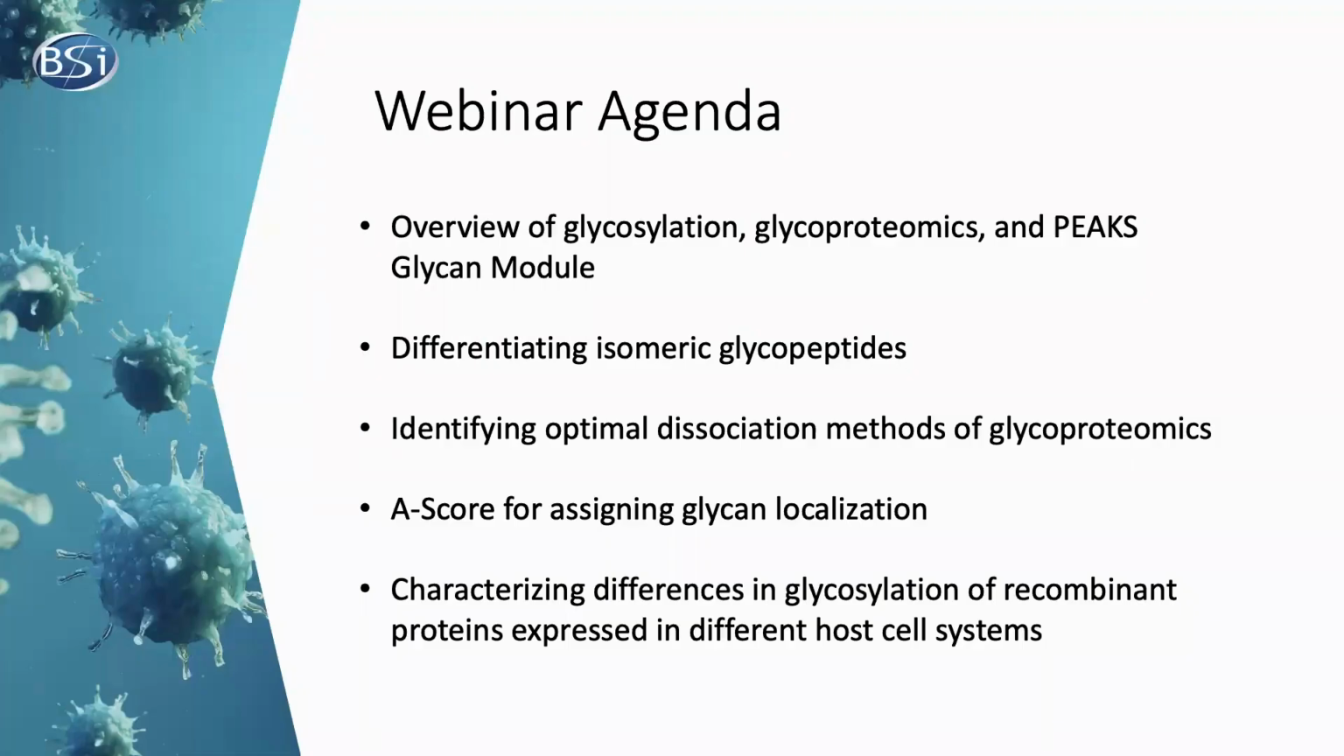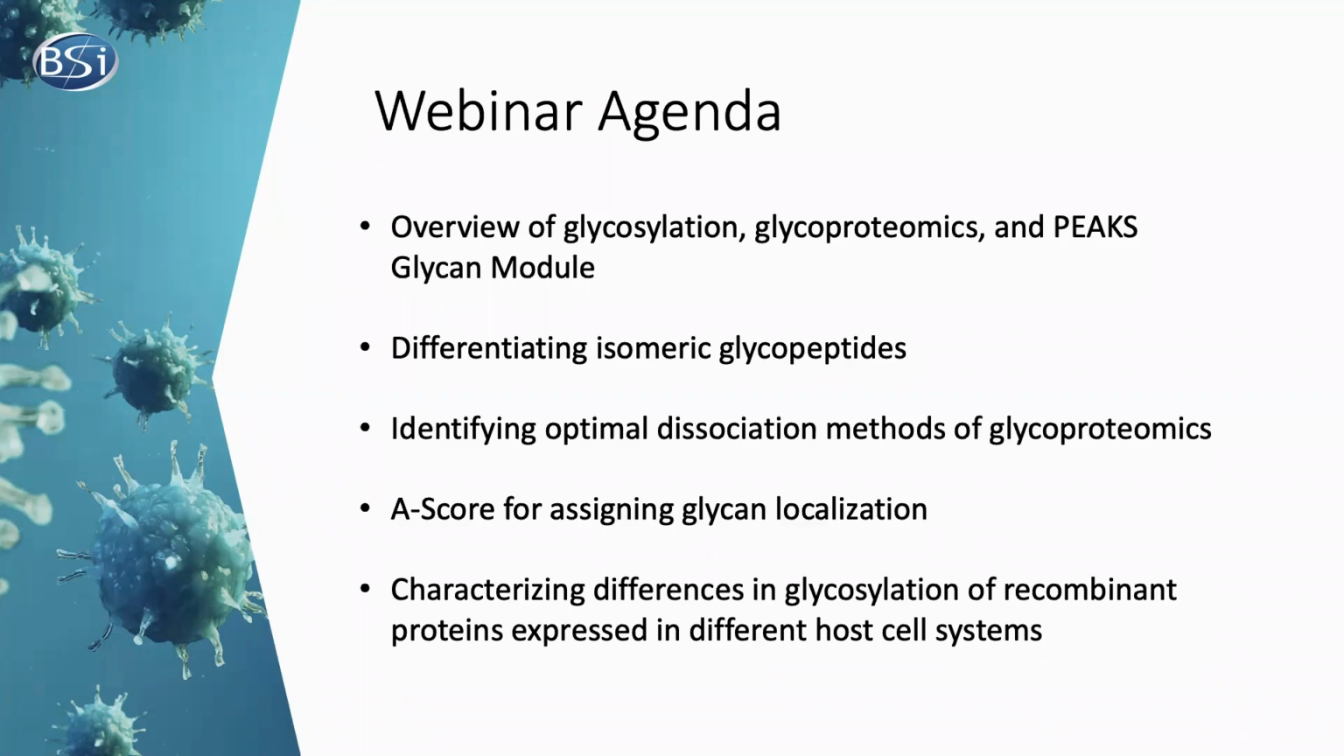So here's the webinar agenda. I'll start out by giving an overview, very briefly, about protein glycosylation, background on glycoproteomics, and a little bit about how the Glycan module works in terms of the software workflow. Next, I'll show how Glycan module can differentiate between isomeric glycopeptides. Then I'll go into a case study, reanalyzing some previously published data to show how Glycan module can identify optimal dissociation methods for glycoproteomics.